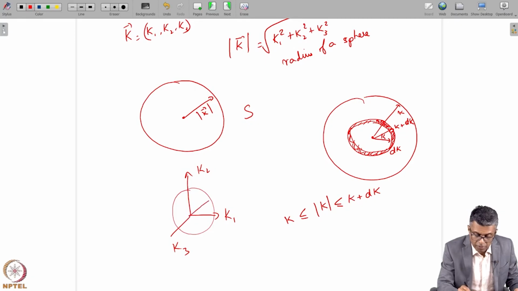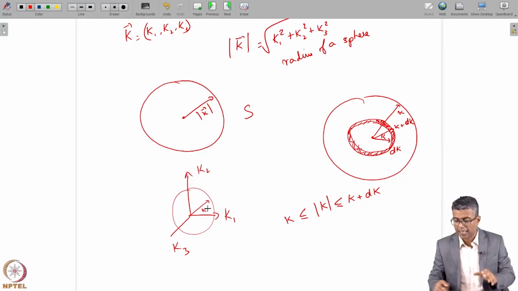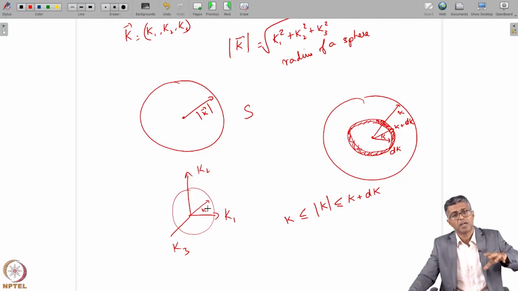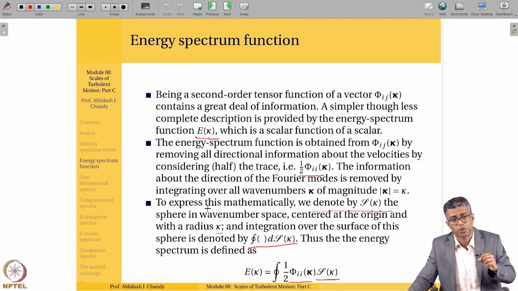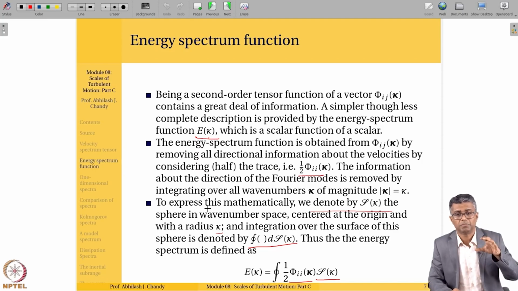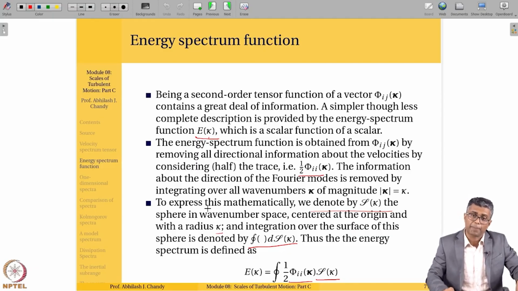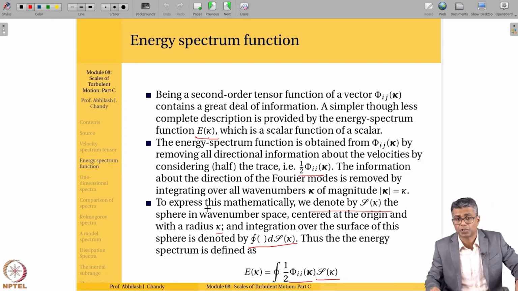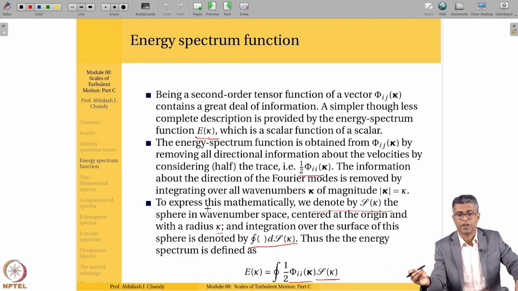In this sphere, kappa is the wave number magnitude, the square root of kappa 1 squared plus kappa 2 squared plus kappa 3 squared. That is why you are considering a spherical space. Once you do that, you can think of your energy spectrum function E of kappa as the energy associated with that single wave number magnitude. Mathematically, one would calculate that by taking all the Fourier modes associated with kappa 1, kappa 2 and kappa 3 in such a way that the square root of kappa 1 squared plus kappa 2 squared plus kappa 3 squared is equal to that particular wave number kappa.